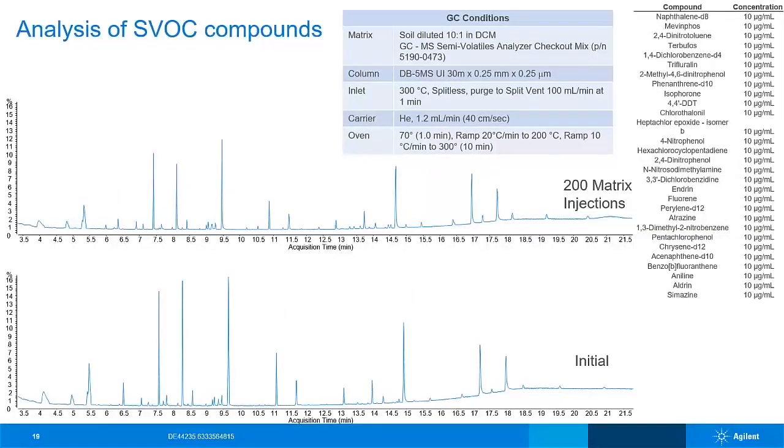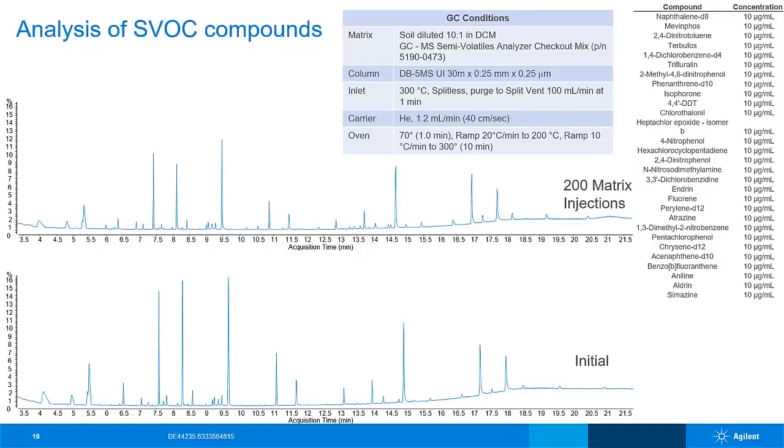Another application that is very popular with DB-5MS Ultra Inert or HP-5MS Ultra Inert is the analysis of semi-volatile compounds. We also have one called DB-UI 8270. This is specific for 8270. But nevertheless, here is also the study about the behavior of these compounds, which are very heavy, also very challenging, and how robust the column can be for this type of application.